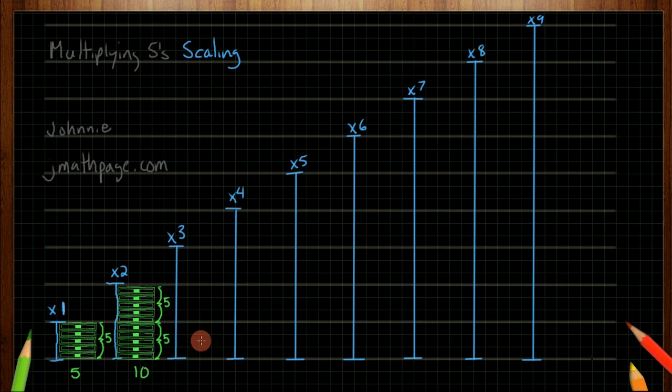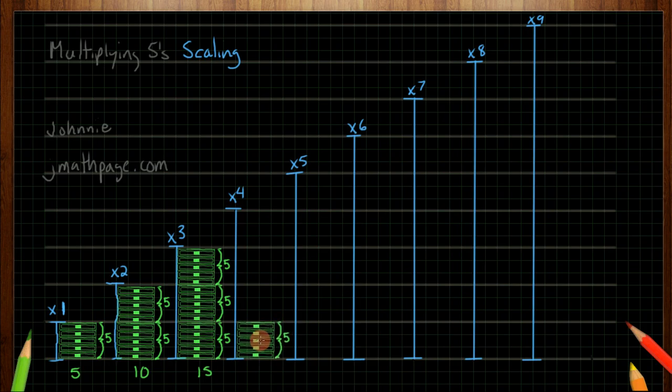What about 3 times as high? 1, 2, 3. So I have 3 stacks of 5 boxes. Okay. How many boxes altogether? Well, 5, 10, 15 boxes altogether. So this stack has 3 times as many boxes as the first stack, right? 3 times as many. How about 4 times 5 boxes?